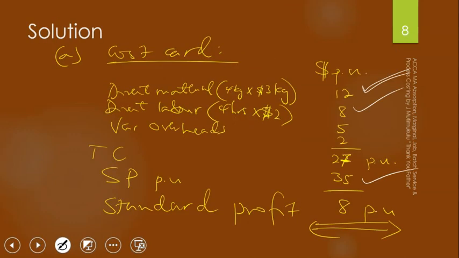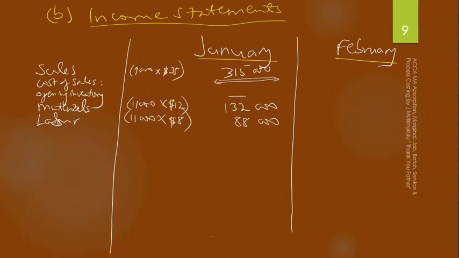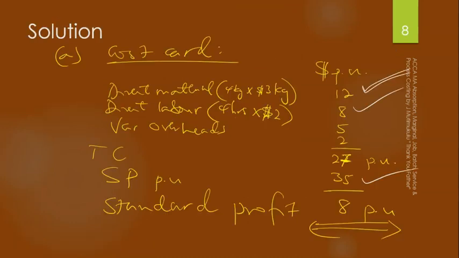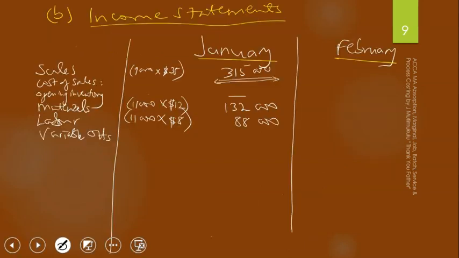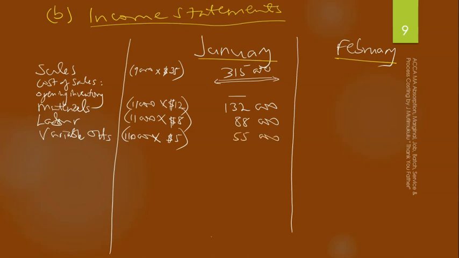We say that we have to consider the variable overhead, and we have determined that each unit was having a variable overhead of $5. So we are going to pick the 5 multiplied by the 11,000 units produced. And we are going to have 55,000.